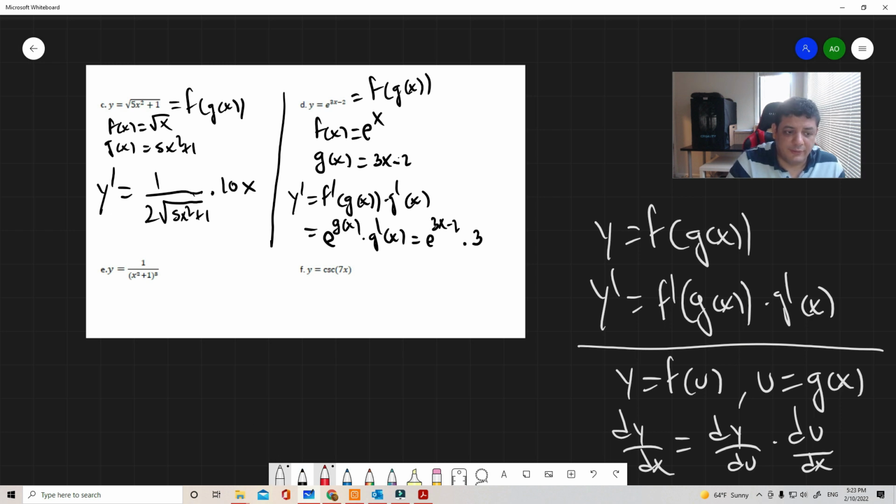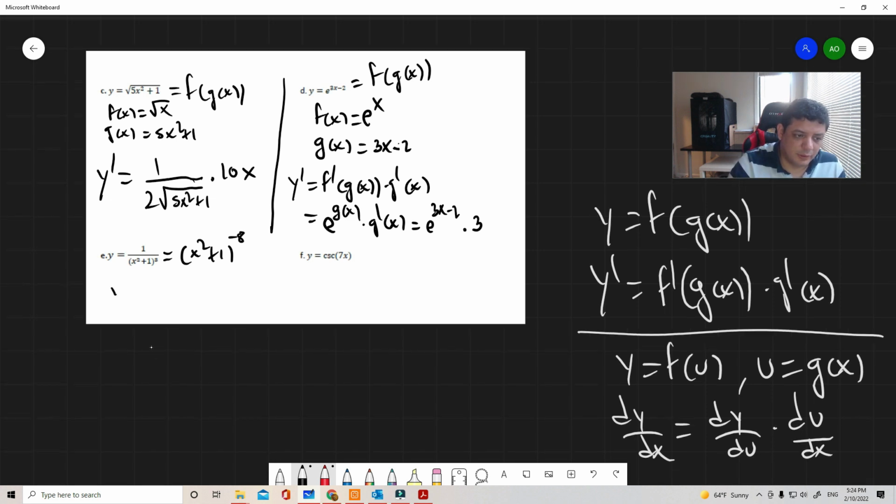Now let's use a different approach for E and F. In E we can pretty much rearrange the way that the function is being written. So we can write that as x squared plus 1 to the minus 8. This is pretty much prime for the use of the power rule that we mentioned before. y prime will be minus 8 times x squared plus 1 to the minus 8 minus 1, times the derivative of this, which is 2x, right? So that's using the power rule.